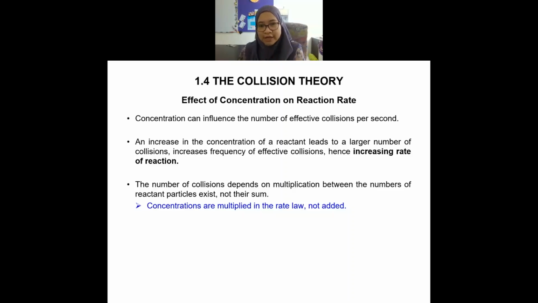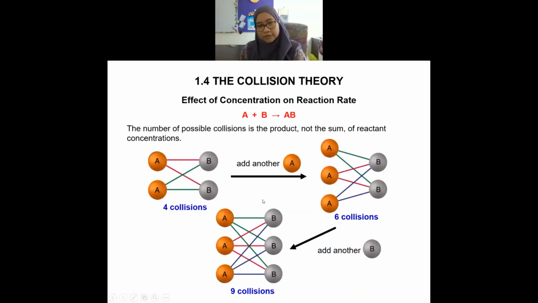So based on that, kita come up with this conclusion that the number of collisions is based on the multiplication between the numbers of reactants, not on their sum. So let's look at an example here. A plus B, so this is the reaction A plus B producing AB. So we can predict the number of possible collisions. The number of possible collisions is the product, which is not the sum of reactant concentrations.